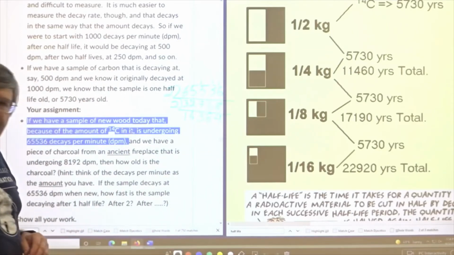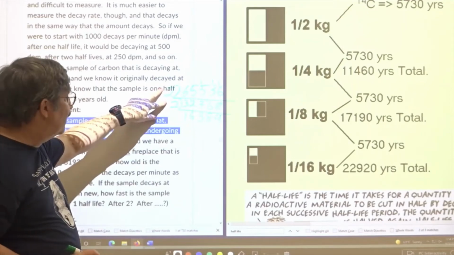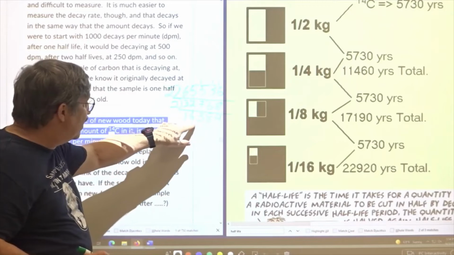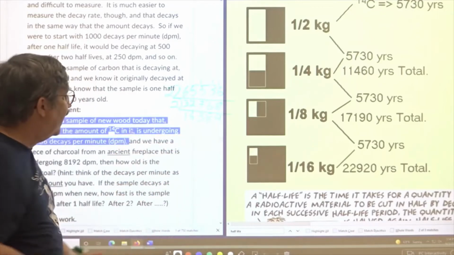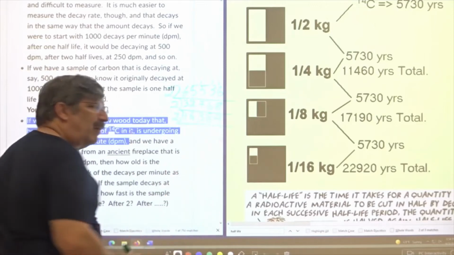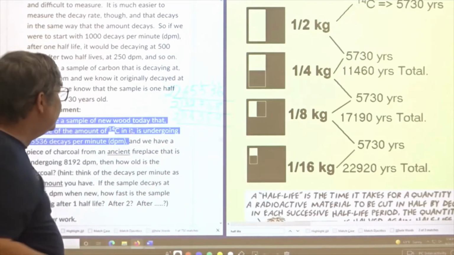After 2 half-lives, it's been divided by 2 twice, so that's 2 half-lives. It's decaying at 16,384 decays per minute. After another half-life, and by the way, you're welcome to use a calculator for this. You don't have to divide it along here.